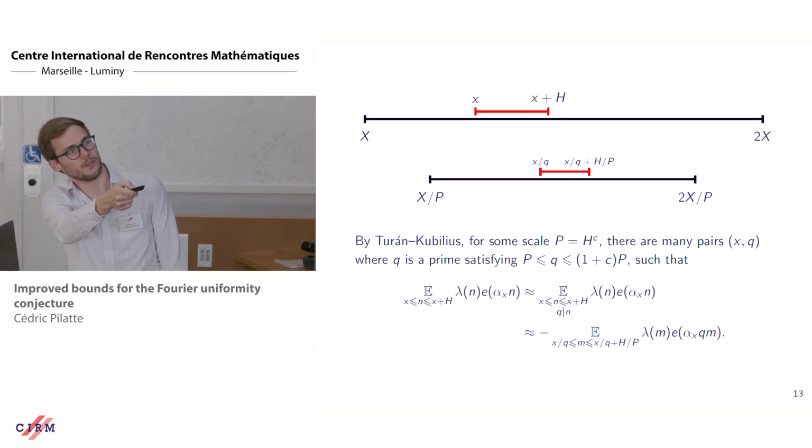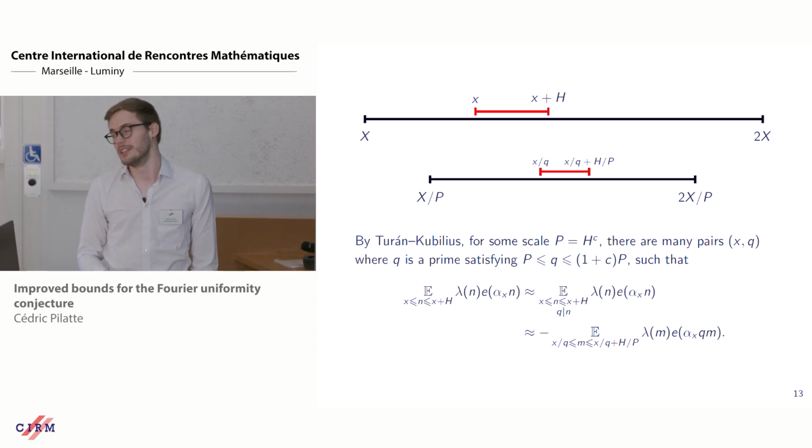So I've changed variables, and now this is an average of a smaller scale where I have a smaller interval from going from x over q to roughly x over q plus h over p.